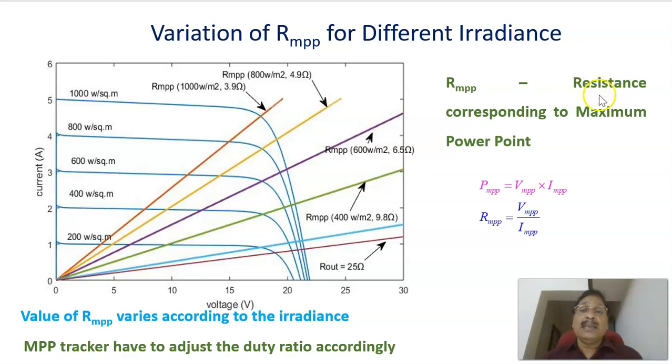Therefore, the RMPP, the resistance corresponding to the maximum power point, is VMPP divided by IMPP. The value of this resistance corresponding to the maximum power point increases as irradiance reduces. As irradiance reduces, the resistance increases, and MPPT tracks to adjust the duty ratio. We have seen how you can track the maximum power point by controlling the duty ratio of the converter. We'll see later.